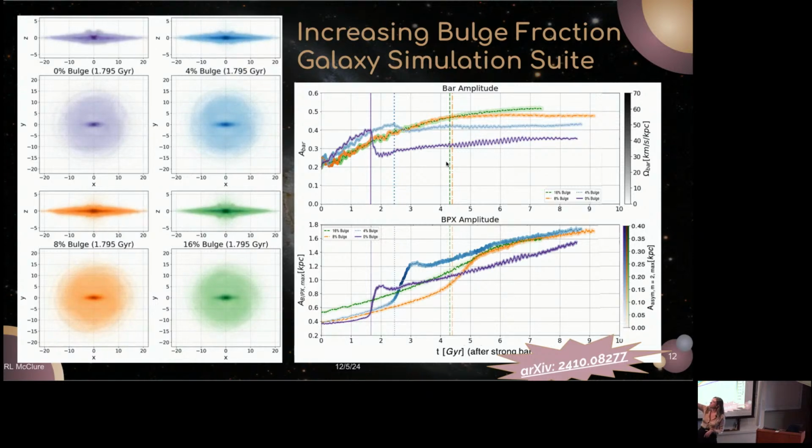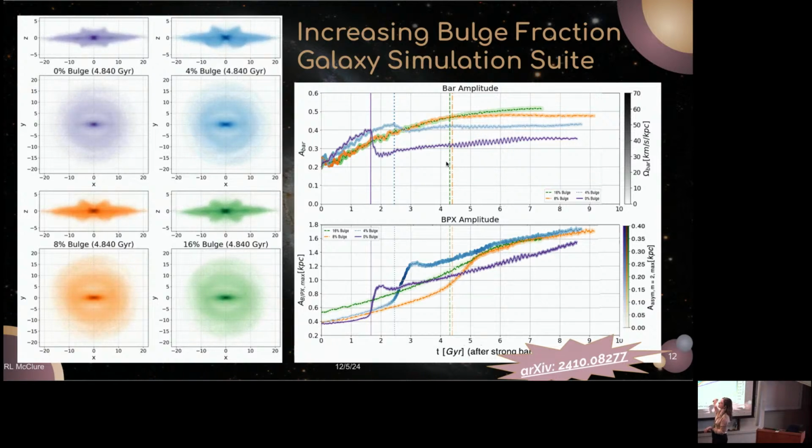I'm going to draw your attention to the purple as it undergoes that buckling event there. That is the classical way that we think of bars evolving into BPXs, where the bar becomes disrupted vertically. It undergoes an asymmetry event that's temporary, and then you are left behind with the BPX. But what you'll notice is that you never saw that kind of event down here in our 16% bulge simulation.